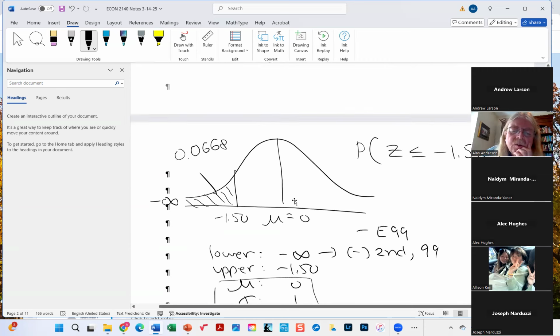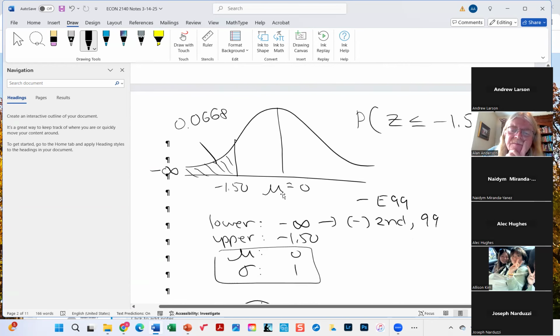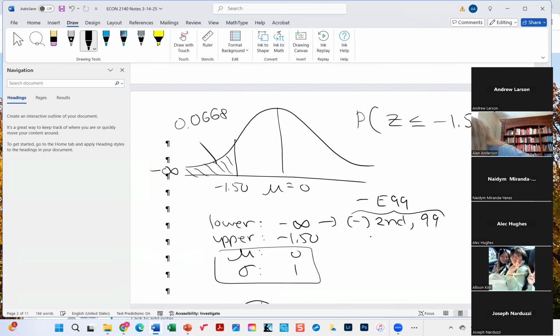All right. So when you go to normal CDF, the lower limit will be the negative infinity, which of course doesn't exist on the calculator. So what you're going to do is put a negative and then second comma 99. And if you do it correctly, you'll see in the window, it says negative E99, which means minus 1.0 times 10 to the 99th power. Okay. Then you put for your upper limit negative 1.50, and then you'll have a mean of 0 and a standard deviation of 1, because again, this is still the standard normal distribution.